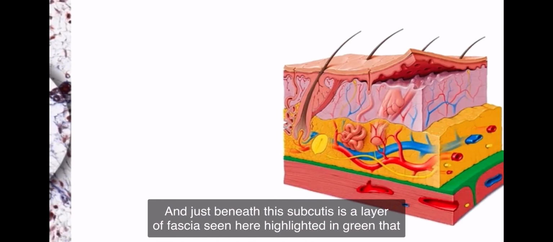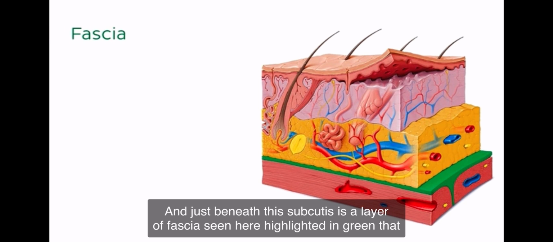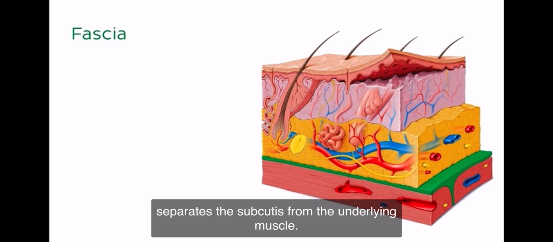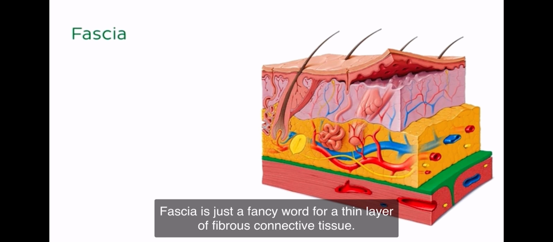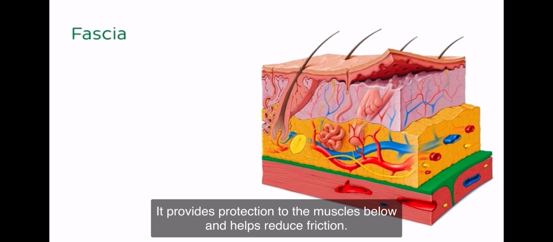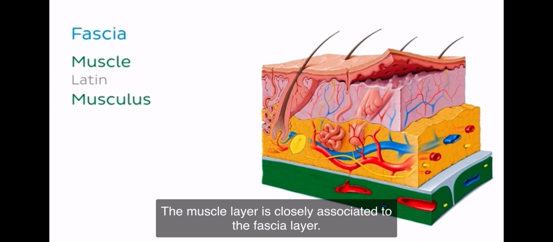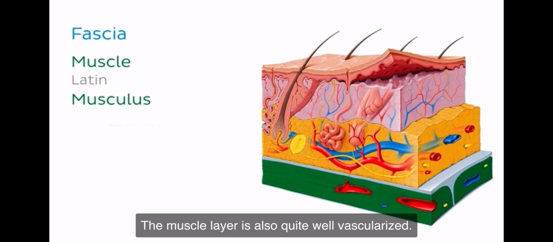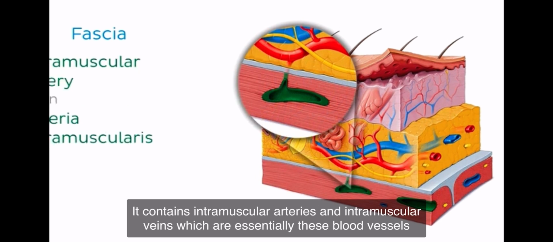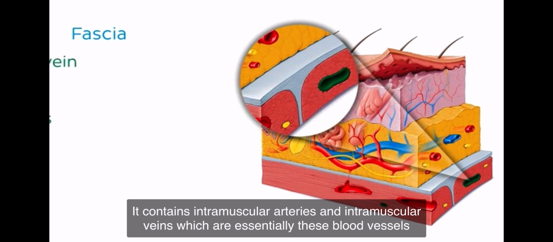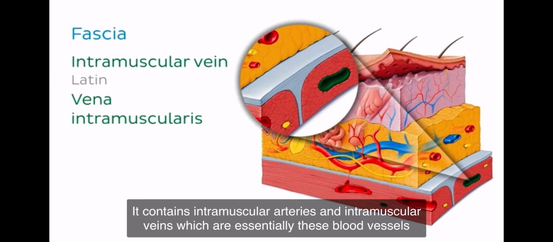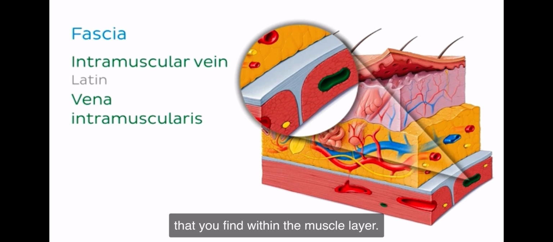And just beneath the subcutis is a layer of fascia, seen here highlighted in green, that separates the subcutis from the underlying muscle. Fascia is just a fancy word for a thin layer of fibrous connective tissue. It provides protection to the muscles below and helps reduce friction. The muscle layer is closely associated to the fascia layer. The muscle layer is also quite well vascularized. It contains intramuscular arteries and intramuscular veins, which are essentially these blood vessels that you find within the muscle layer.